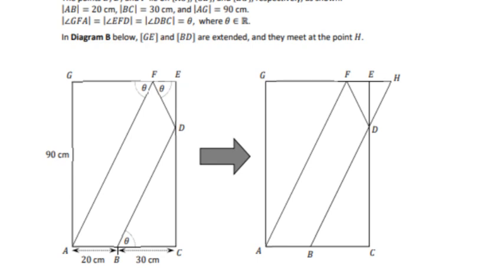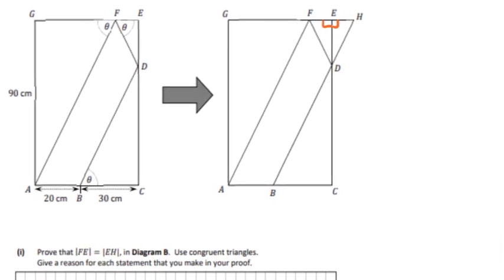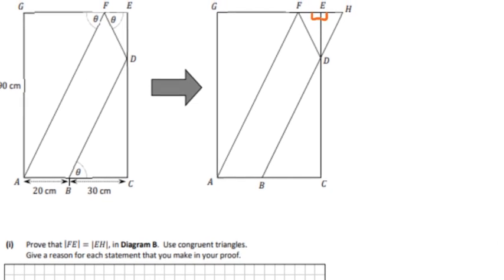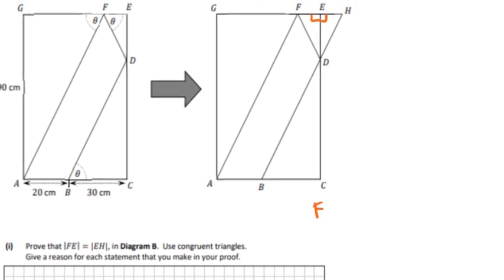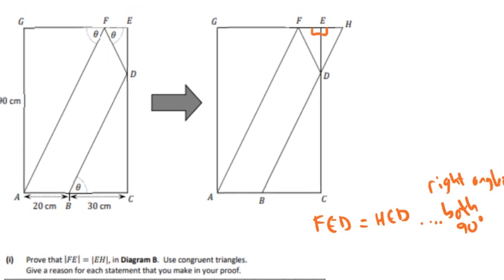So first of all, I know that there's two right angles there. Okay, so FED is equal to HED. So both 90 degrees, or right angles. I should have said right angles. So we know one of the angles in both is equal anyway.